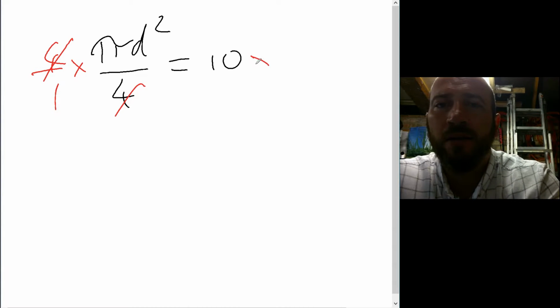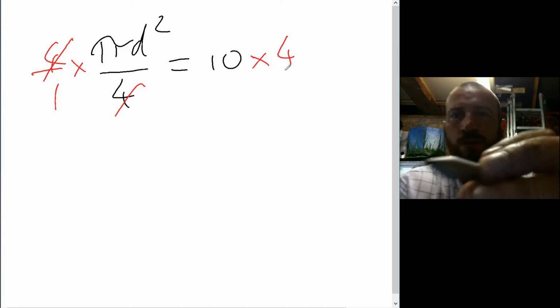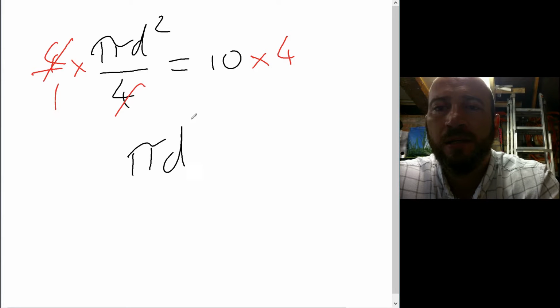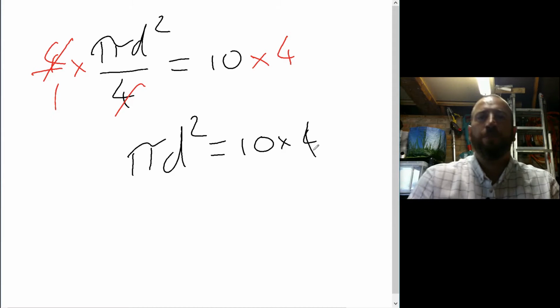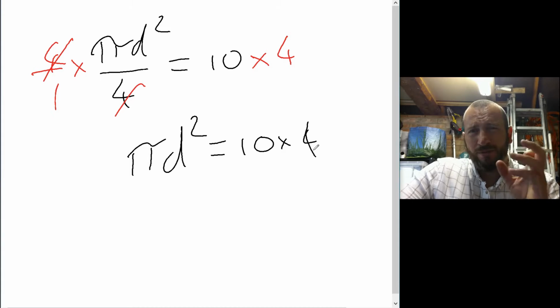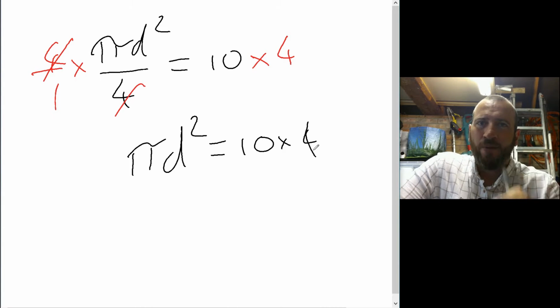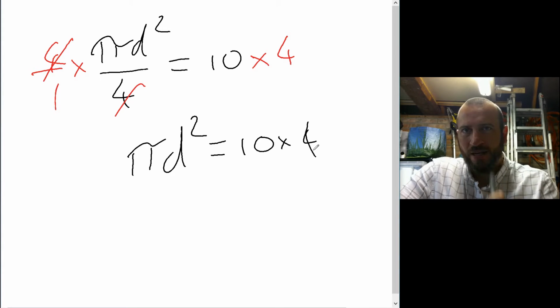So we've got 10 times 4. So we're left with a much more simple equation now: pi d squared equals 10 times 4. The next step, right, now we need to know the order of equations here, because we cannot take the power d squared and move that over or reduce it. We can't take the square root to find d. We need to move pi first.